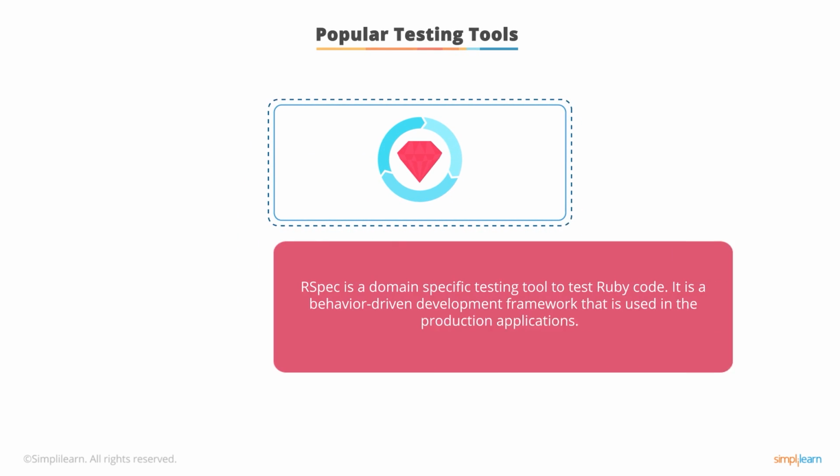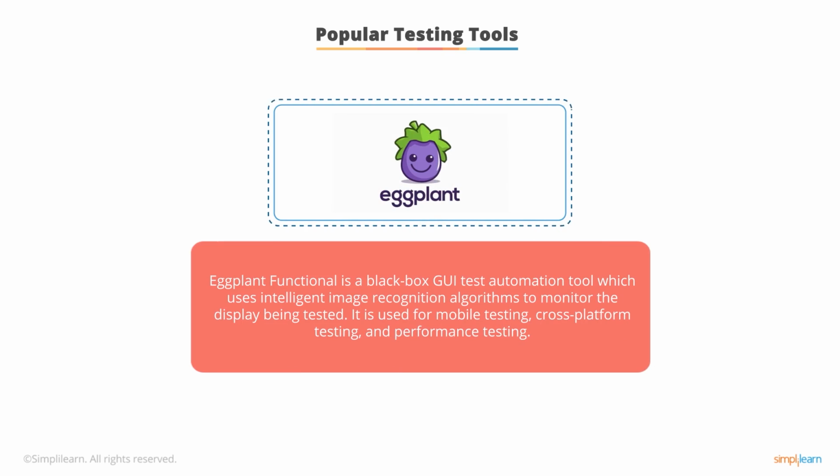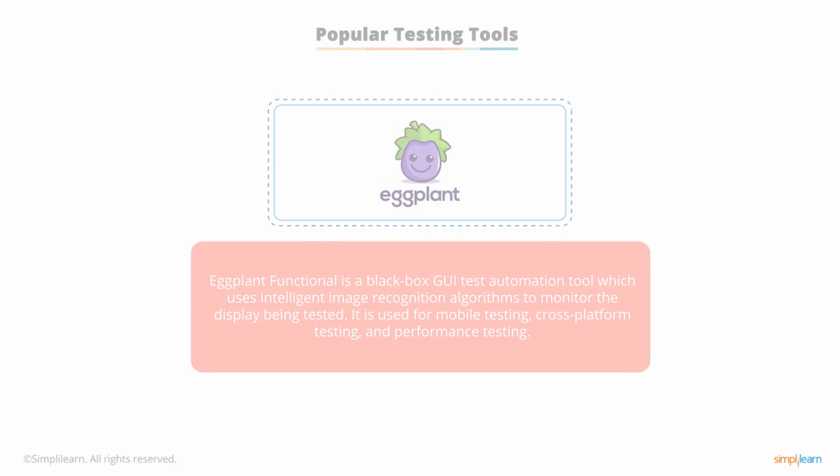Popular testing tools. RSpec is a domain-specific testing tool to test Ruby code. It's a behavior-driven development framework that's used in the production of applications. Eggplant Functional is a black box GUI testing automation tool which uses intelligent image recognition algorithms to monitor the display being tested. It's used for mobile testing, cross-platform testing, and performance testing.